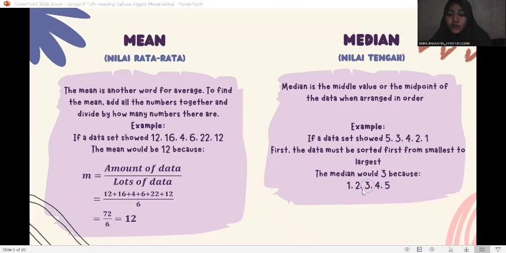1, 2, 3, 4, 5. Okay. From smallest to largest.